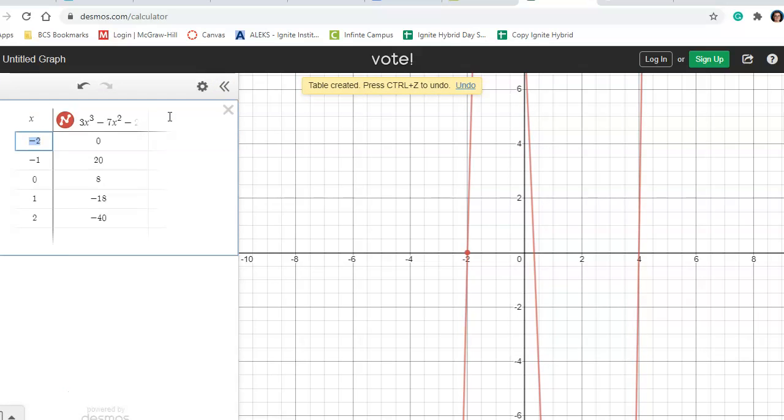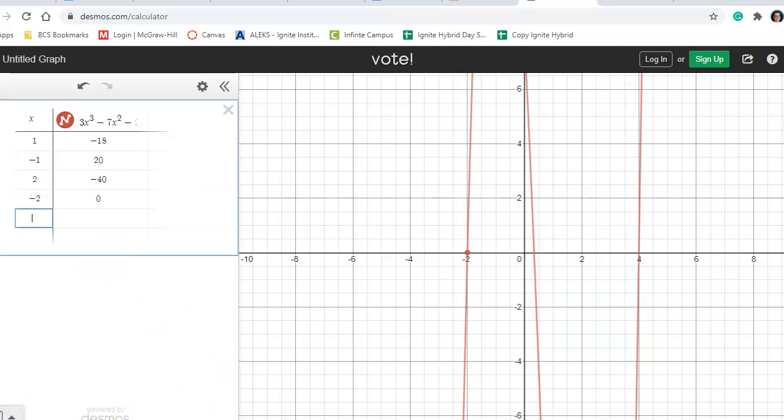So the first value we're going to check is positive 1. That gives us a negative 18. The next value we're going to check is negative 1, which gets us 20. And then we'll go to 2, which gets us negative 40. And then negative 2 gets us 0. All right, so now if we take a look, negative 2 was my first real zero.